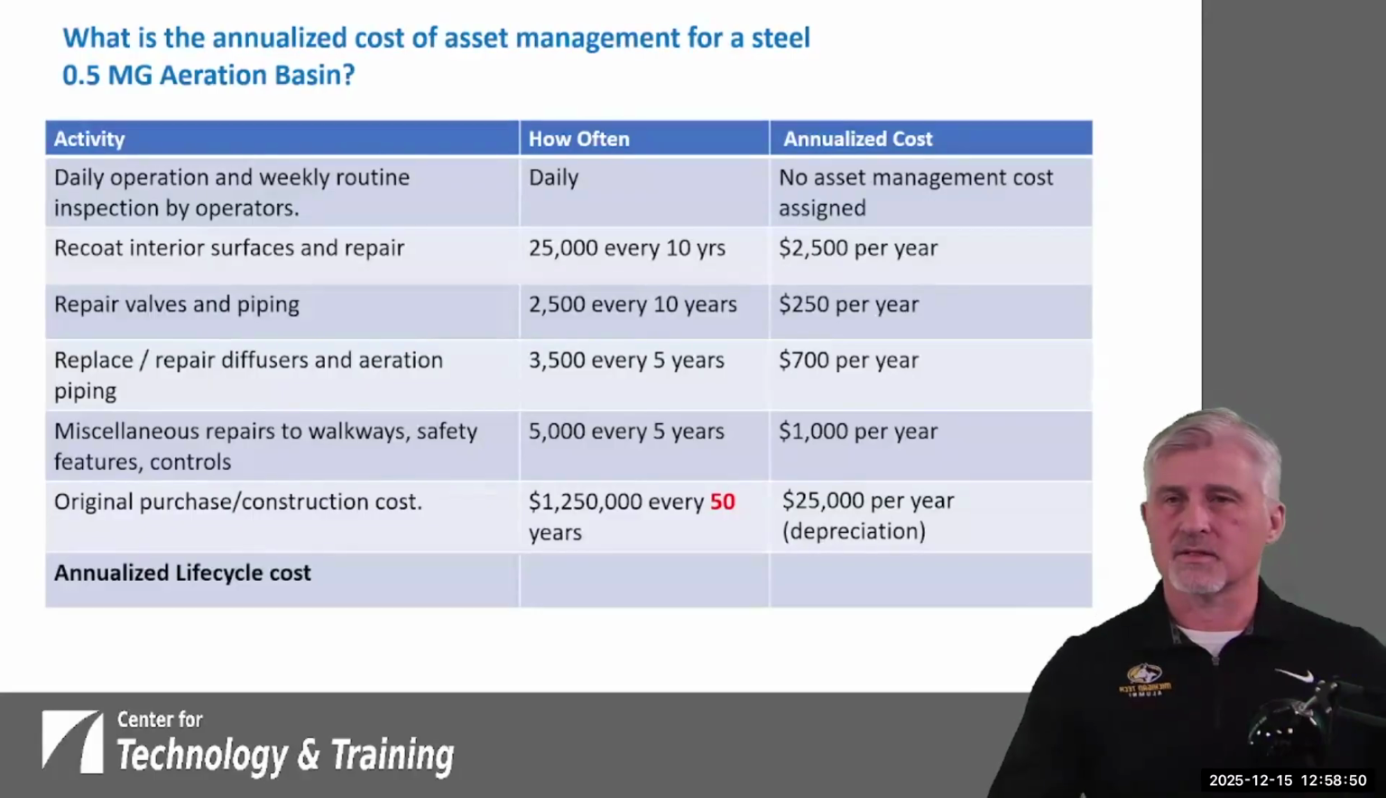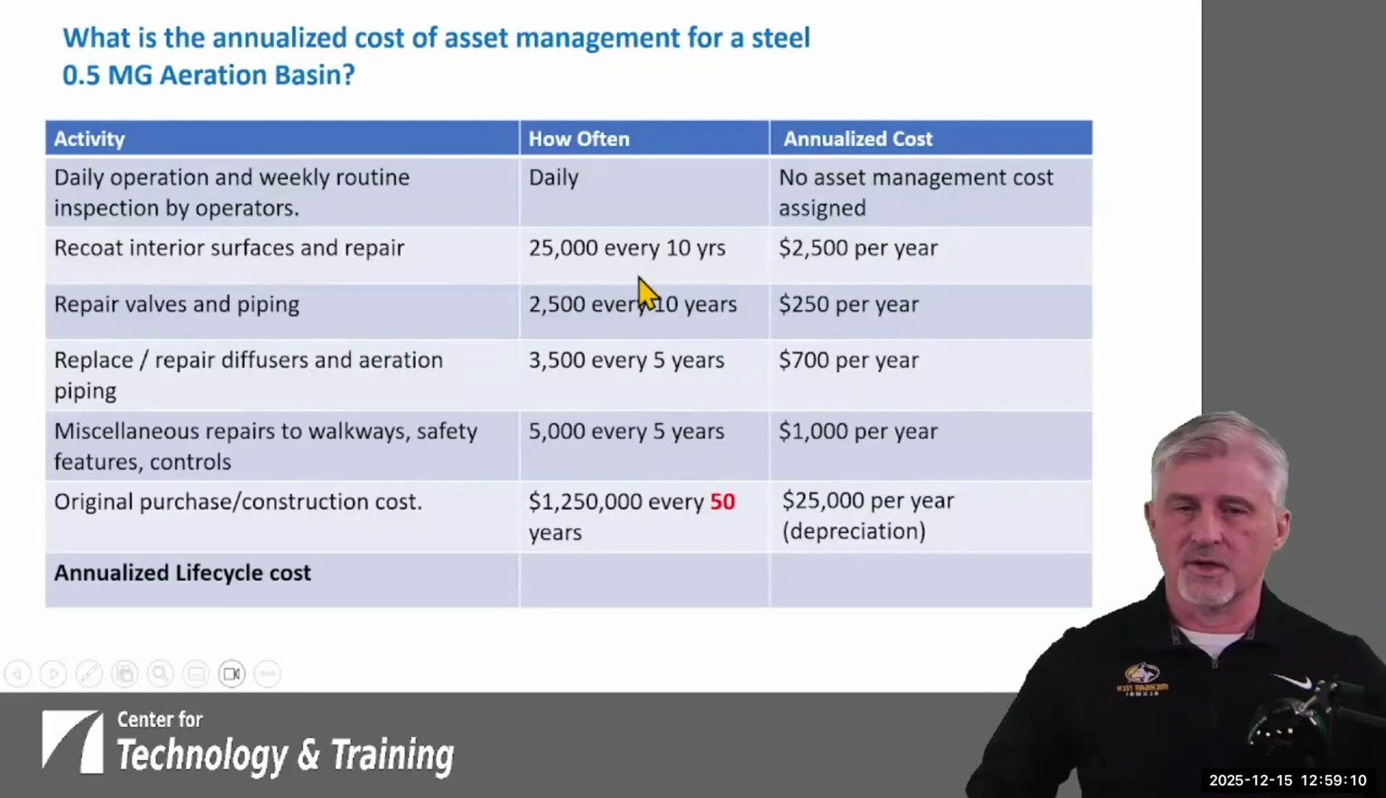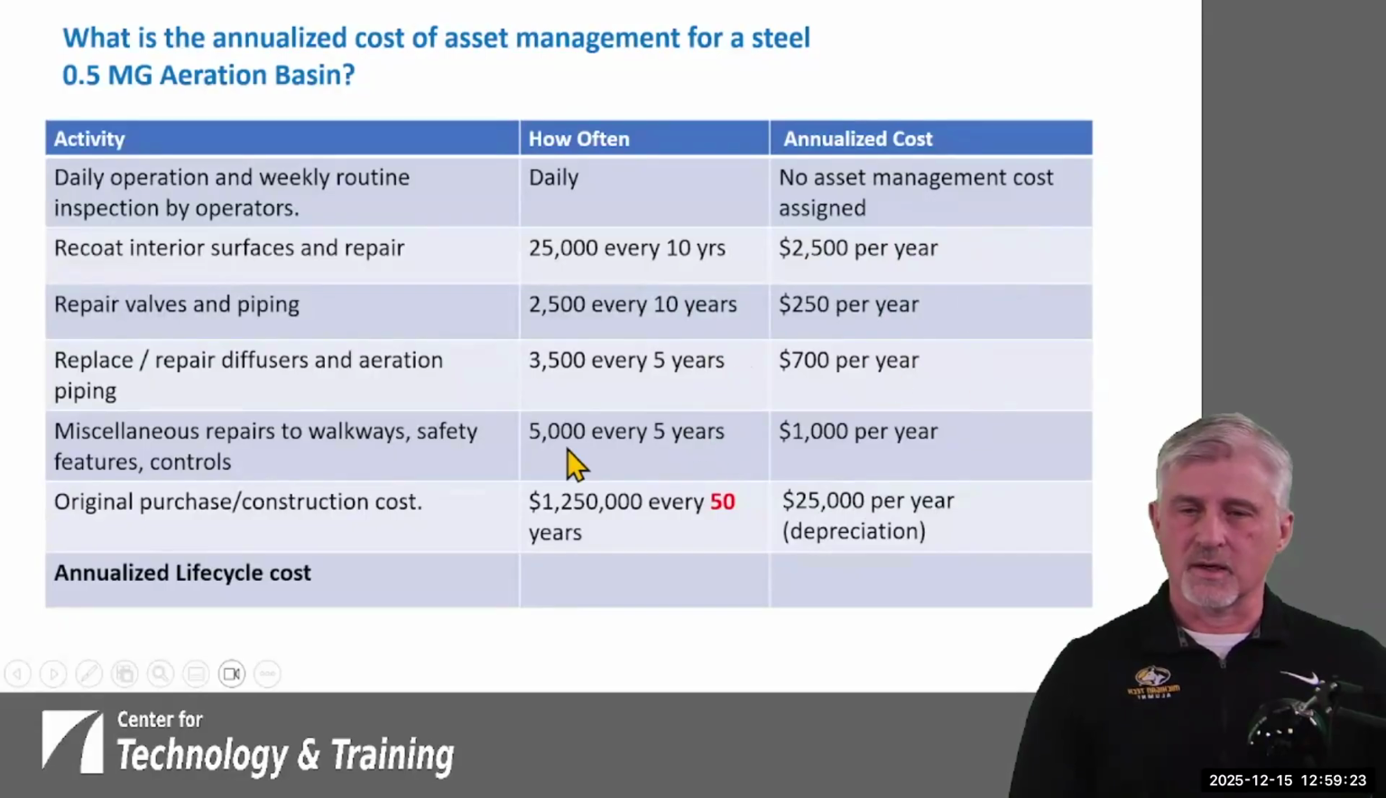We can look at these activities, and given they cost a certain amount over a certain number of years, we can figure out what it costs on an annual basis. If it's a $25,000 cost every 10 years, that means on average it's going to cost $2,500 each year. If we were putting aside money, we'd want to put aside $2,500 each year. So we go through all these different things that might be required.